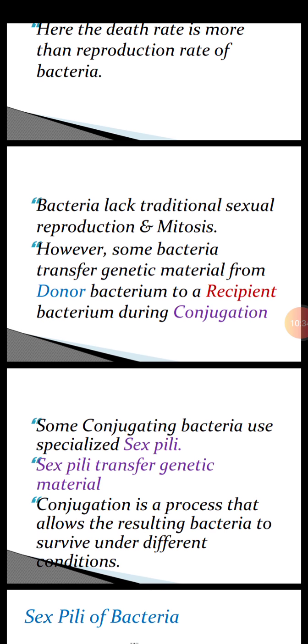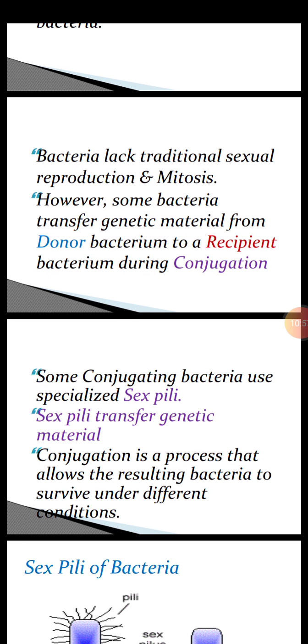Bacteria lack traditional sexual reproduction and mitosis. Sexual reproduction is one in which both parents are involved, and mitosis, as you know, is a type of cell division in which a parent cell divides and forms two daughter cells having the exact number of chromosomes as the parent. Some bacteria transfer genetic material from one bacterium, the donor bacterium, to a recipient bacterium during a special process called conjugation. That is, there are two bacterial cells. One is the donor, which is giving its genetic material, and the other one is receiving that genetic material. It is called the recipient.